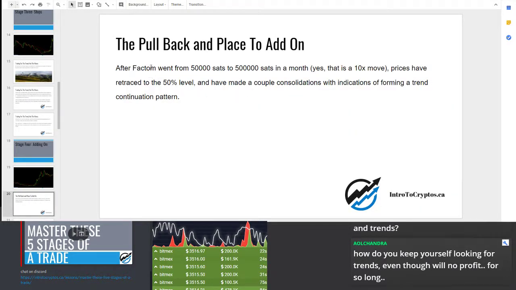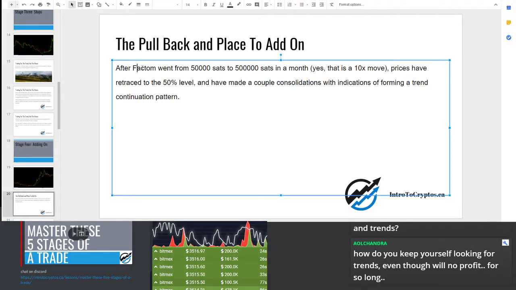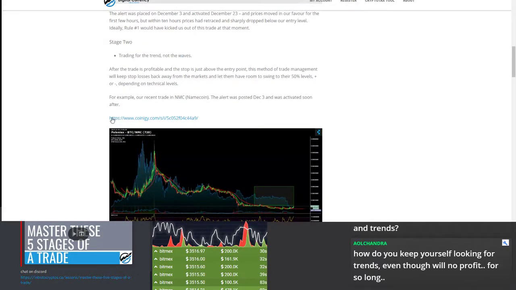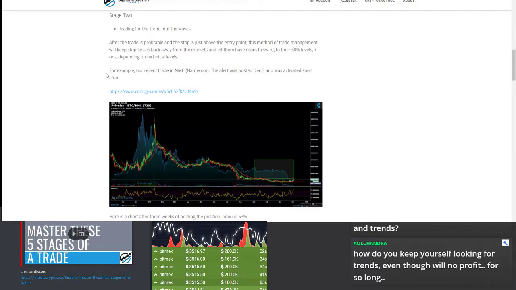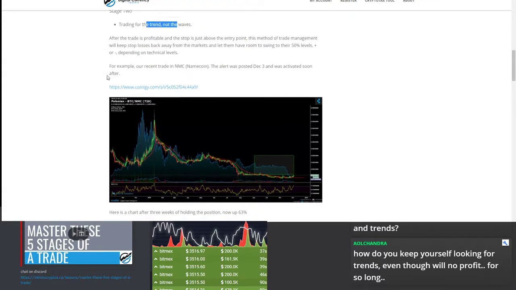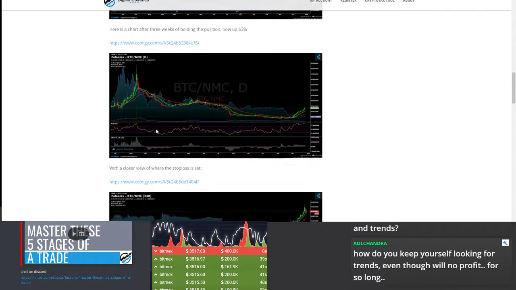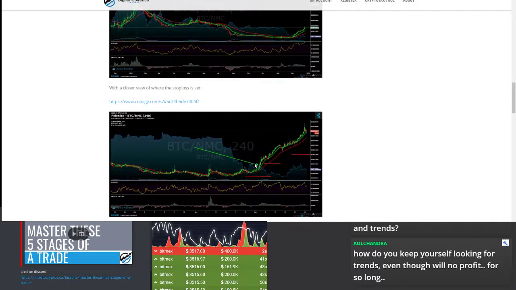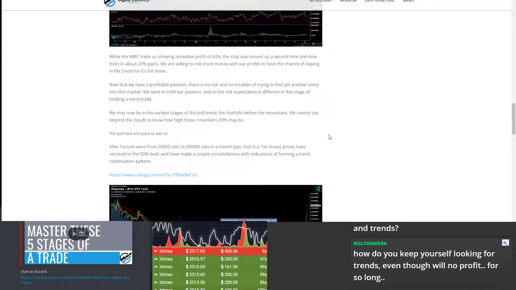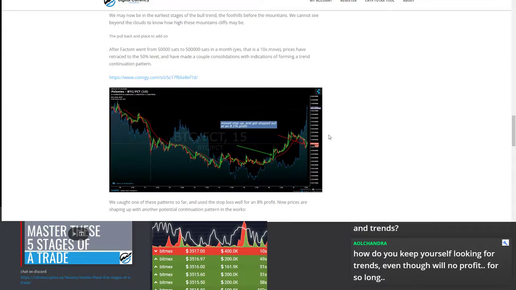So with Factum as an example, I'm going to go into the web page itself here. So here's another example for trading the trend, not the waves, was Namecoin. Whereas prices were moving up here, we wanted to keep our stop loss way back in this market and give it room so that we could be in there for the longer term trend.